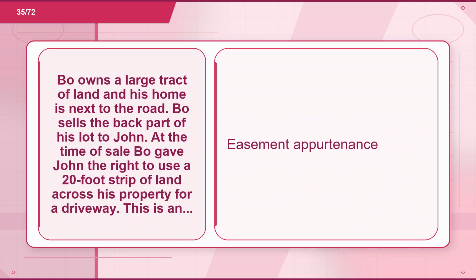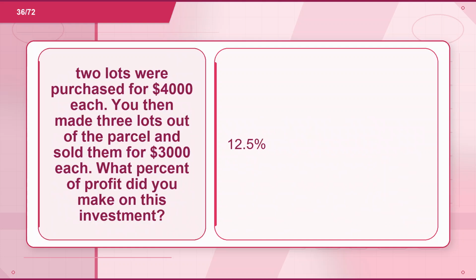This is an easement appurtenance. Flashcard 36, term: two lots were purchased for $4,000 each. You then made three lots out of the parcel and sold them for $3,000 each. What percent of profit did you make on this investment?